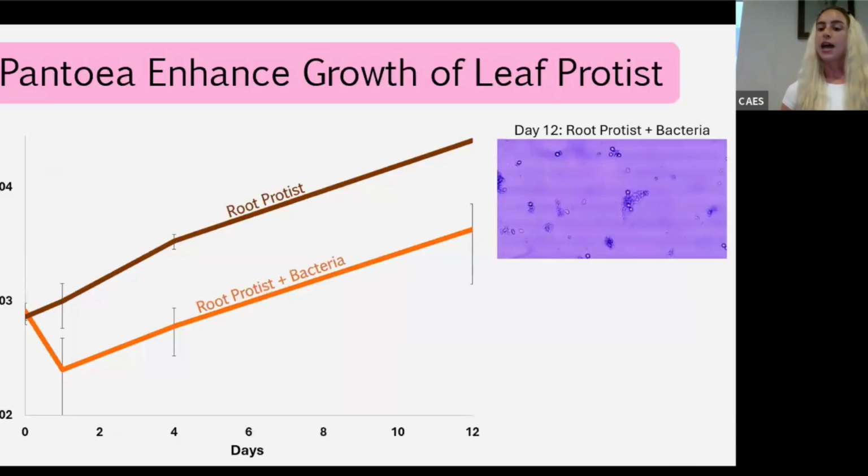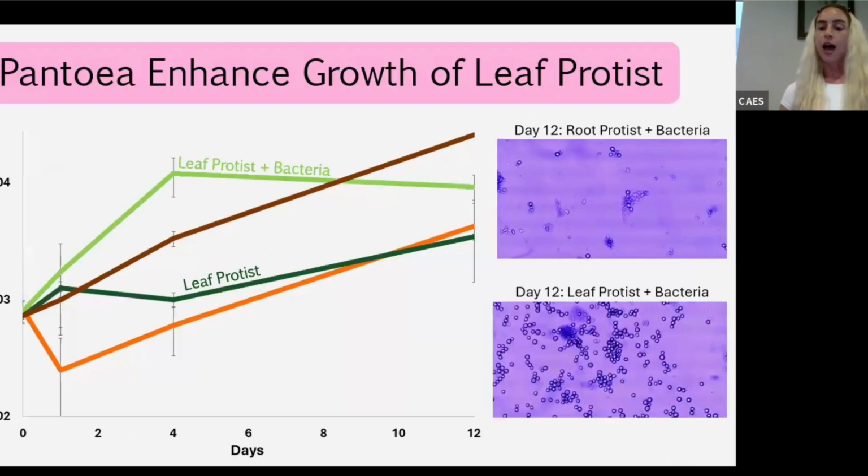This graph shows the average root protists in each well, and it was observed that the root protist grew better on its own and had reduced growth when mixed with Pantoea. However, the leaf protist population was 10 times higher when mixed with Pantoea compared to when it was alone. This experiment demonstrated that Pantoea bacteria enhanced the growth of leaf protists, but suppressed the growth of root protists.